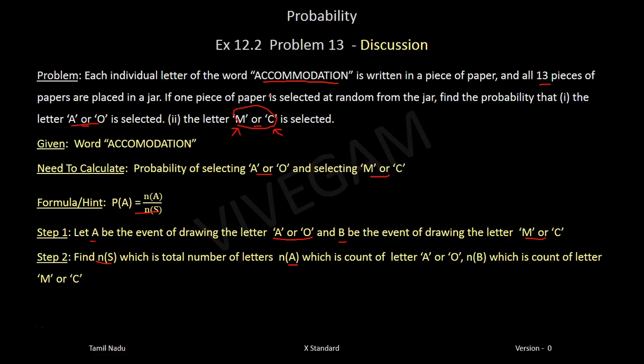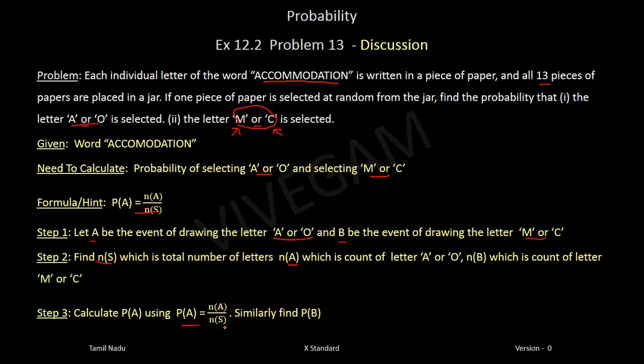But you can do it straight away here also. How many A's and O's are there? 1, 2, 3, 4, 5. So n of A is 5. Similarly, you can do for n of B. Thereafter, all you need to do is substitute those values in this formula.